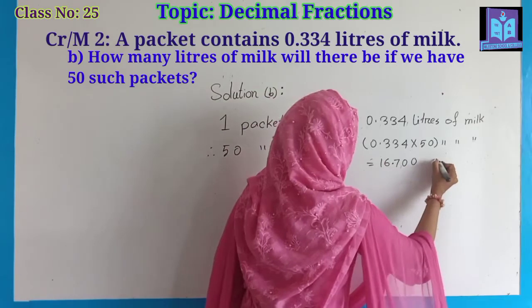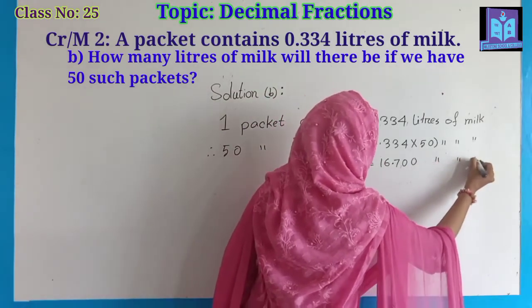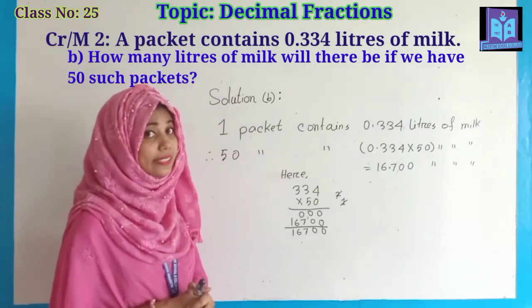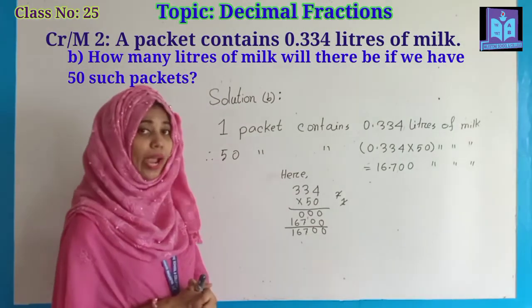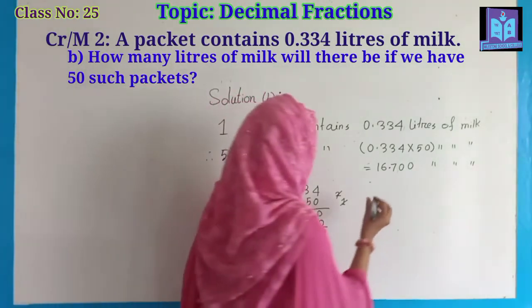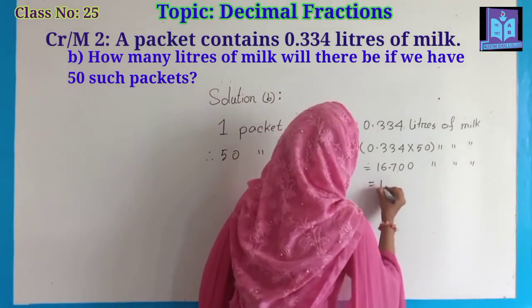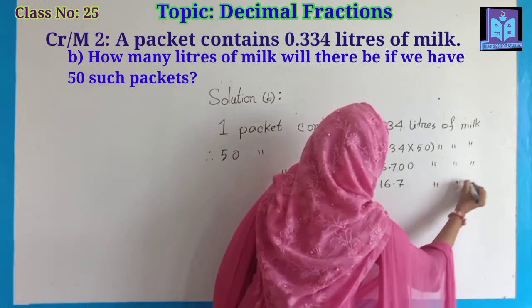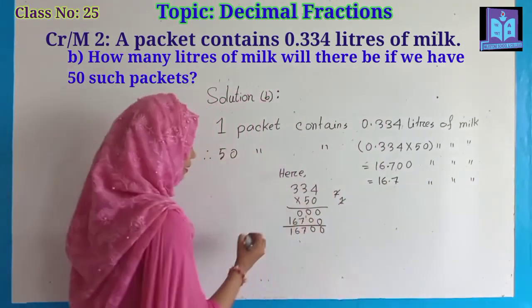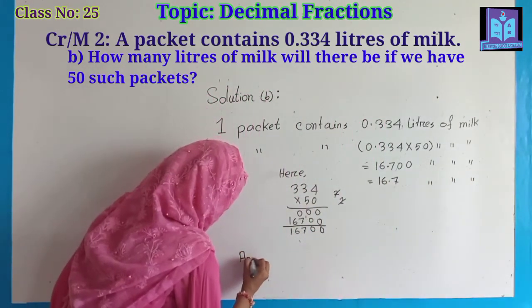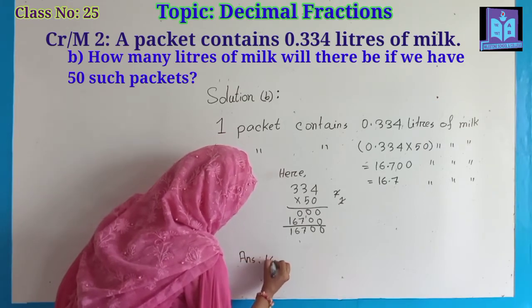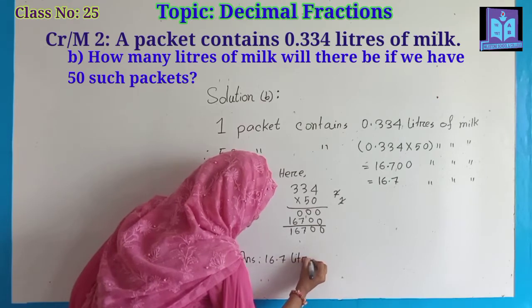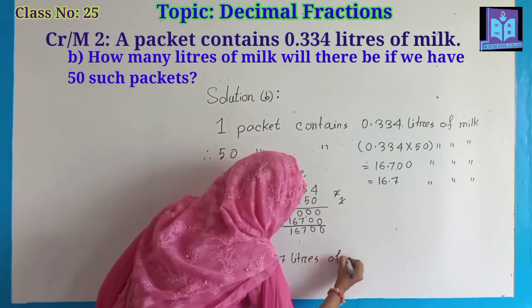And there are liters of milk. After the point the last digit is 0. No need to write this 0. It means our answer will be 16.7 liters of milk. That is our answer. 16.7 liters of milk.